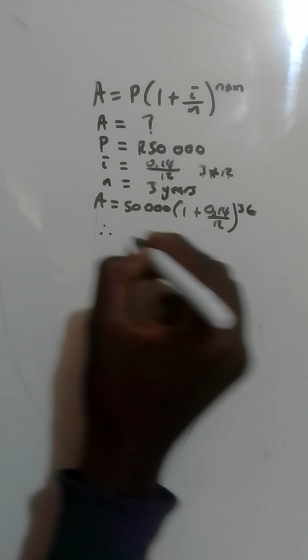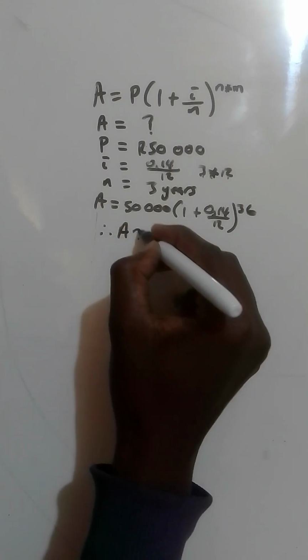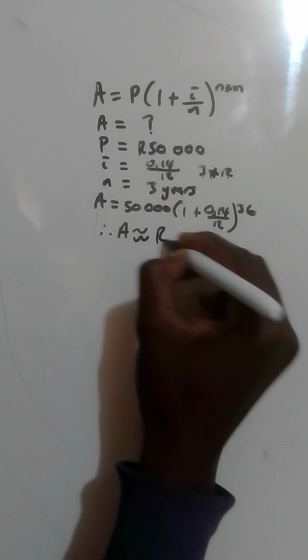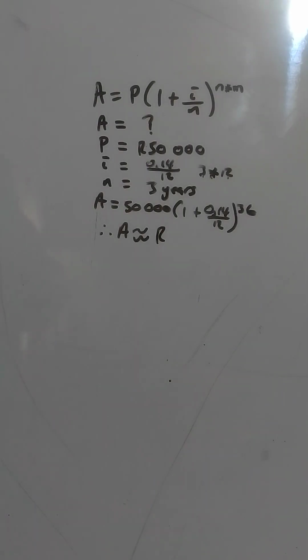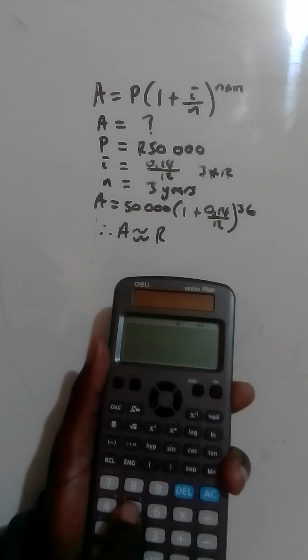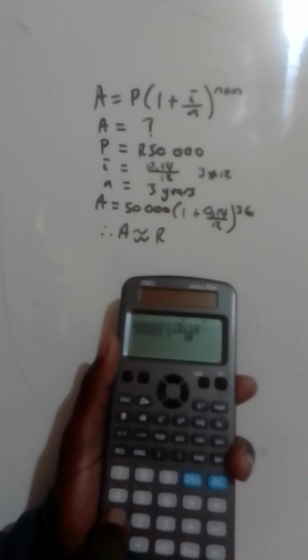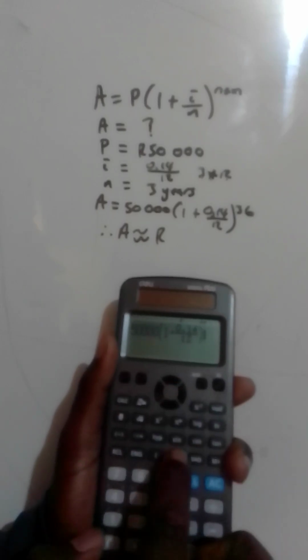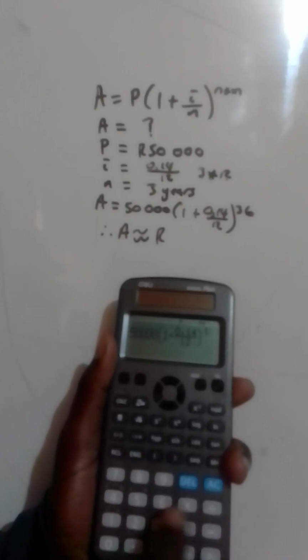And then I say, therefore, A is approximately how much? Then I go to my calculator so that I can figure out how much Mr. Mungai had in his account after 3 years, right? And also bear in mind, Mr. Mungai did not withdraw the money after 3 years. The money remained in the account. So we now say 1 plus 0.14 divided by 12, close bracket, to the power 12. No, not to the power 12, to the power 36. Sorry for the minor error.